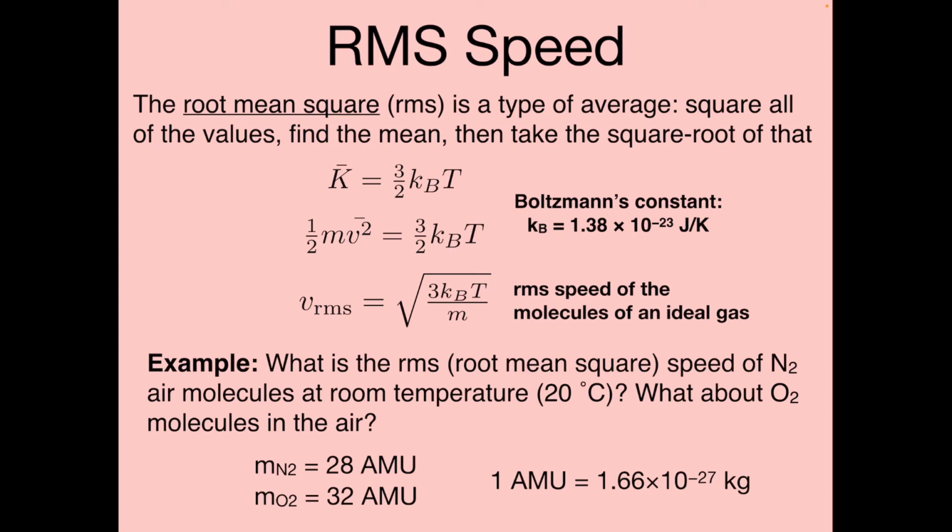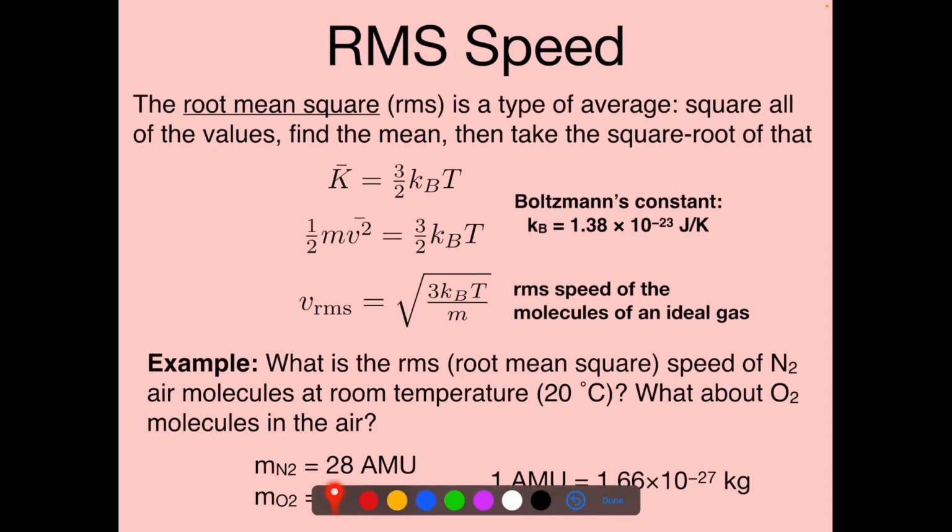Okay, so to do the calculation, we need to know the mass of each one of these molecules. So for N2, the mass is 28 AMU. This stands for atomic mass units. It's a way of measuring very small masses. 1 AMU is equal to 1.66 times 10 to the minus 27 kilograms. So we can convert this to kilograms. Now, O2 molecules are 32 atomic mass units, so a little bit more massive than the nitrogen. And again, we can convert that to kilograms using this factor.